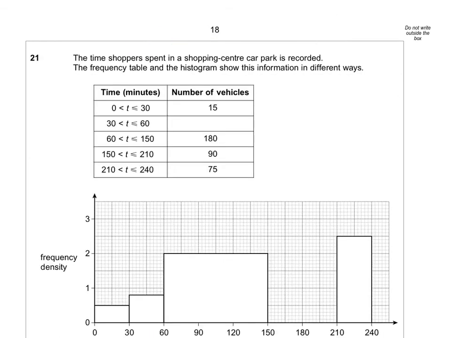Alright, question 21. So we're on to a histogram question. The key thing about a histogram is that the area is the frequency. The area of each bar is the frequency. That is the key thing to try and remember. And there is, of course, an equation you can remember, which is frequency density is frequency divided by class width. But if you remember area is frequency, that should be helpful.